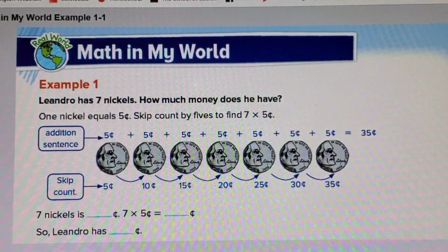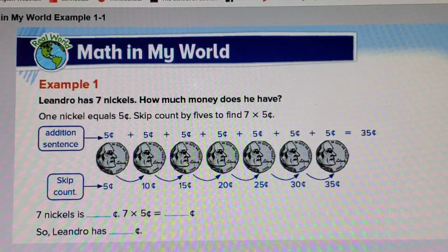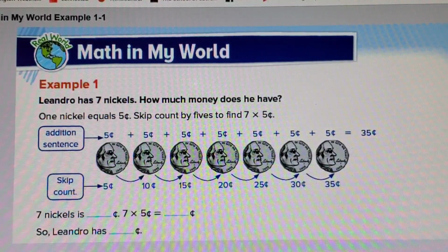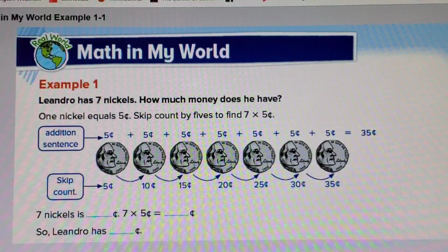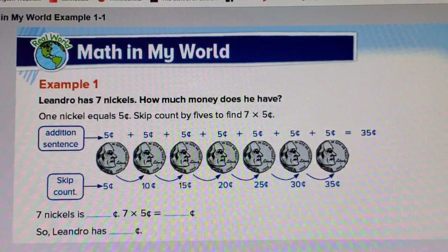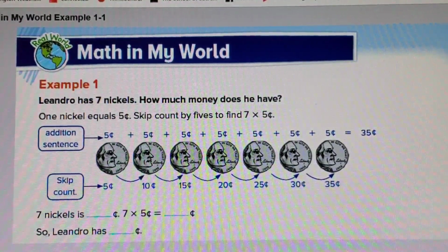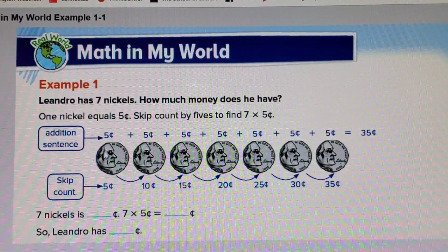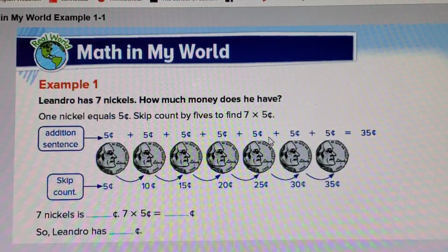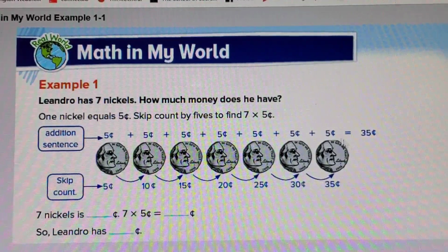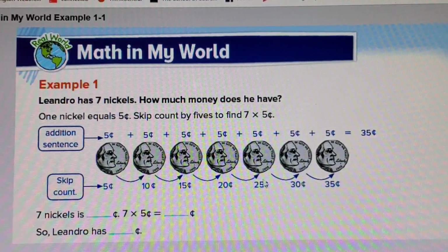So we have example 1. Leandro has 7 nickels. How much money does he have? 1 nickel equals 5 cents. Skip count by 5s to find 7 times 5. First I have an addition sentence. 5 plus 5 plus 5 plus 5 plus 5 plus 5 plus 5 equals 35 cents.